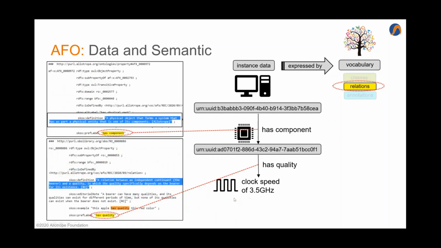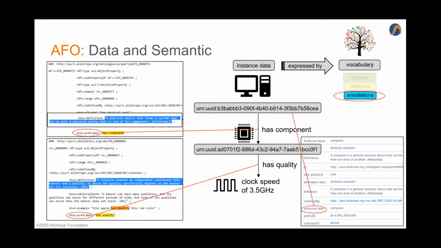And now let's go to the relations. The relation has component, a physical object that forms a system that is part of a physical entity, as component, the CPU, and as quality, a relation between independent continua, the CPU, which is an independent continuum, and a quality that we get through the frequency. And we have the annotation, as you can see, the preferred label here, the preferred label for the computer. So we have a complete description for classes, relations, and annotations.